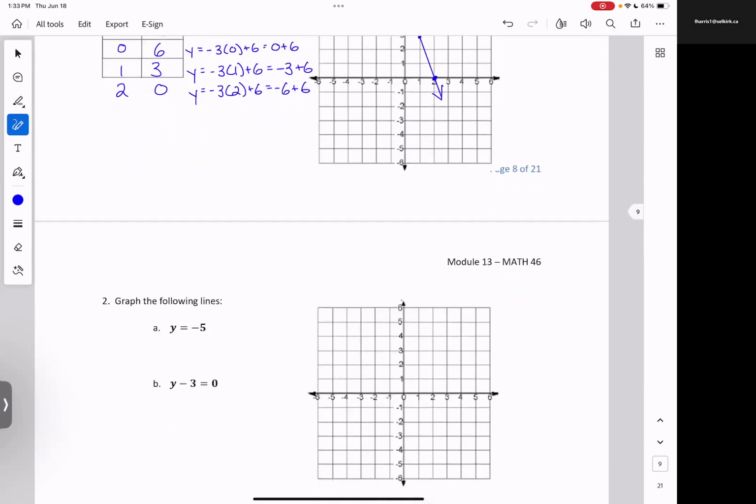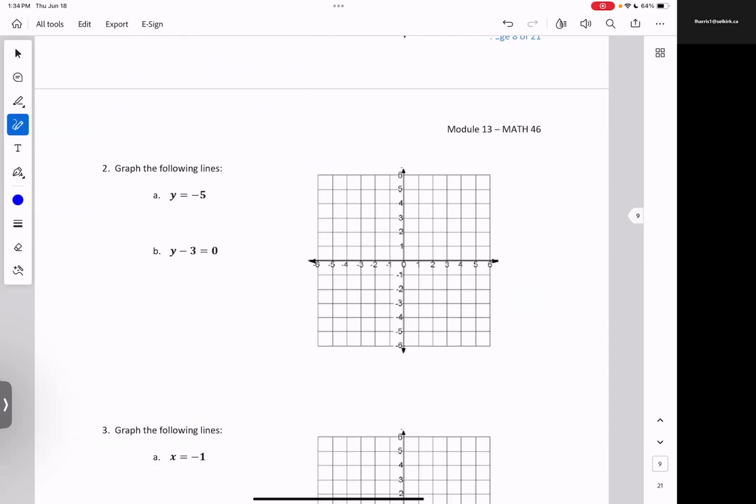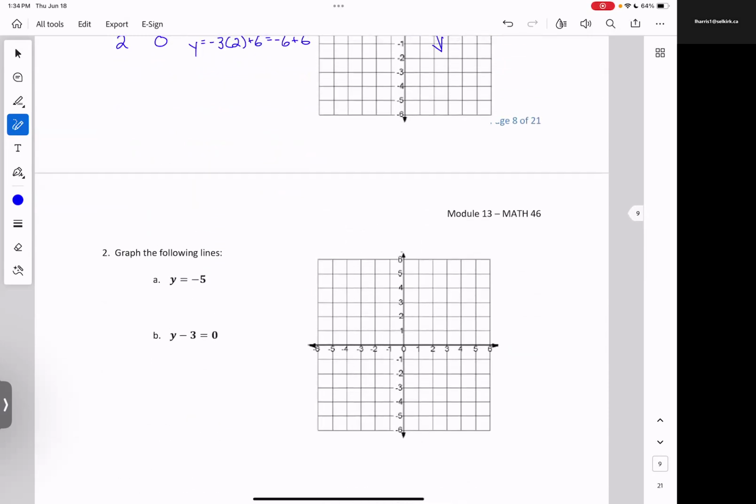Okay, these last ones are kind of the weirdo ones where we have vertical or horizontal lines and therefore only one variable. So this first one tells us y equals negative 5. So no matter what our x value is, our y value is always negative 5. And so that gives us this horizontal line right here. Okay, and then this next one, if we solve for y by adding 3 to both sides, we get y equals positive 3. And so we are going to have a horizontal line at y equals 3.